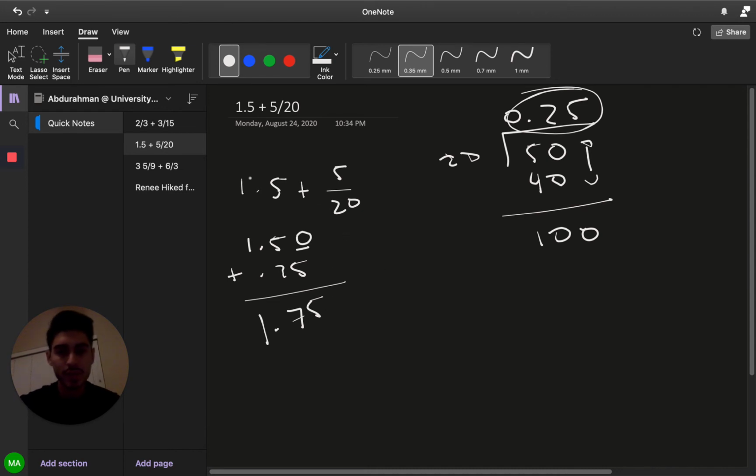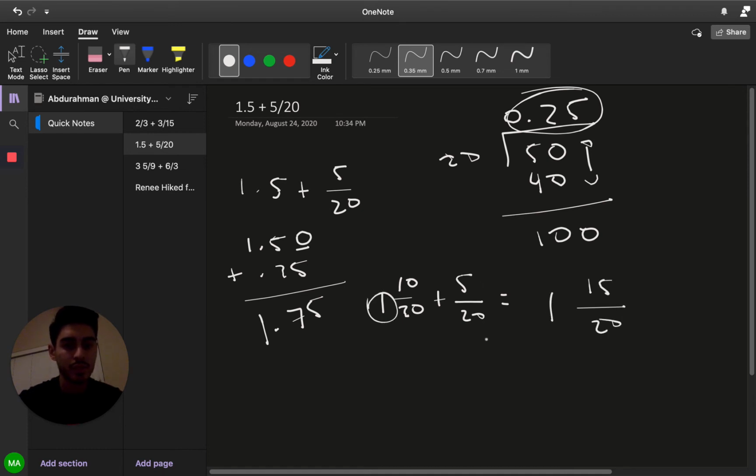Another way is you would have to turn this one into a fraction. So that would be 1 and a half, because you have 1 right there. That 0.5 is out of a whole, so that's half. So you can either do that, or what you can do is you can add a 0 on both, because that's a half. And now you can add these two together, plus 5 over 20. So 10 plus 5 is 15 over 20. And we still have that 1 that's by itself.